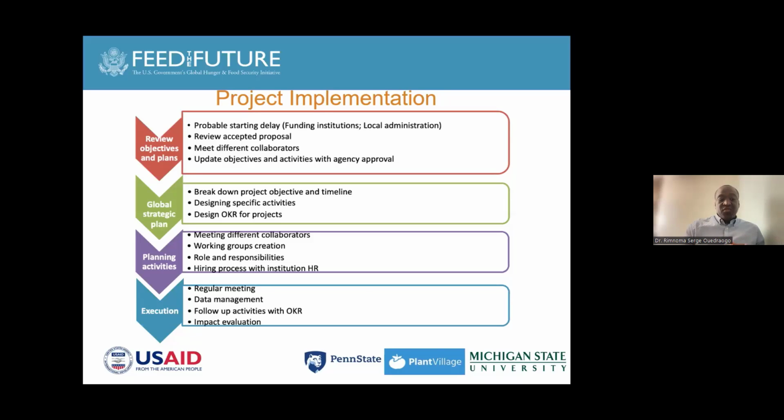And from then, you meet the different collaborators, the people that you said you're going to work with. You need to start meeting them, and with these collaborators, adapt your objectives and your activities. Then continue by having a global strategic plan, where you say, okay, we planned previously to start in August, but we're technically starting in November. So how are we going to have our strategic plan and break down the different project objectives and the timeline? From there, you're going to design your objectives and key results. The analyst is going to come through that and give a better explanation of how you can break down your activities and adapt it to have a strategic plan.